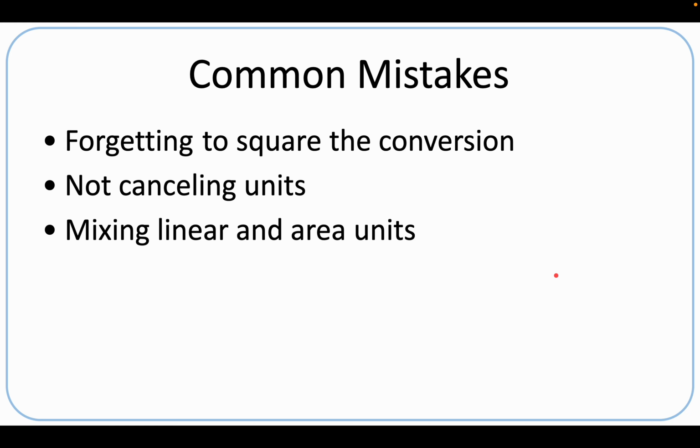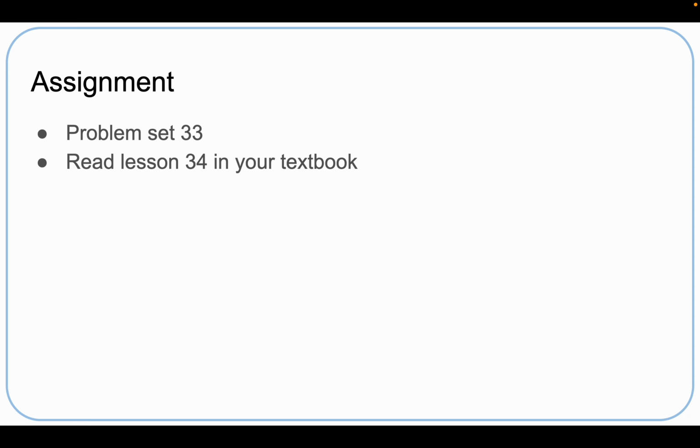And there we go. Okay, so some common mistakes when doing these problems: forgetting to square the conversion, or not canceling units. Make sure that you are canceling how many units you need, and you're putting them on the right side of the fraction, the numerator or the denominator. You want something in the numerator canceled out by something in the denominator, and you want to be left with that final unit that you're trying to convert to. And then another mistake is mixing linear with area units. So pay attention to, are we just talking about distance, or are we talking about area, which is square units? So keep that in mind as you go throughout your problems today.